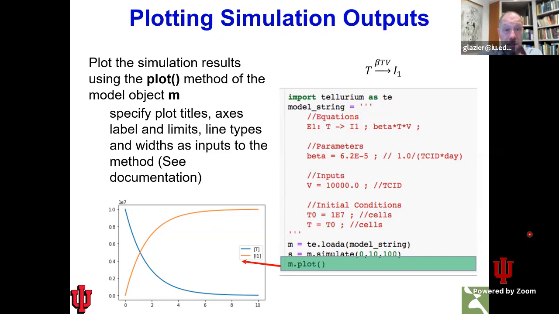m.plot uses a Tellurium function that will plot this object that we've got. And it'll automatically use the information to label the variable names, T and I1. And there are a variety of options for that plot. You can use log scale, floating axes, fixed axes, name the axes, and so on. And they're all in the documentation, online documentation. But for the moment, we'll use the default plot, which does what we want.